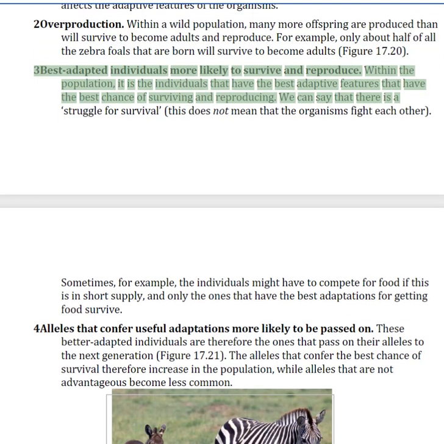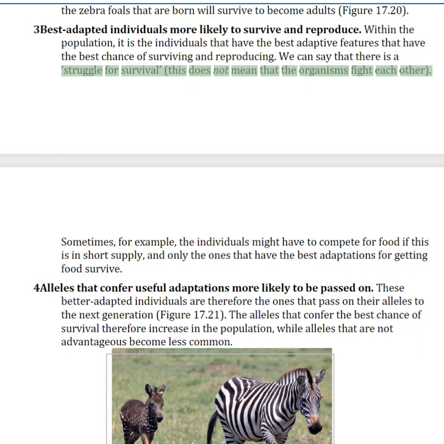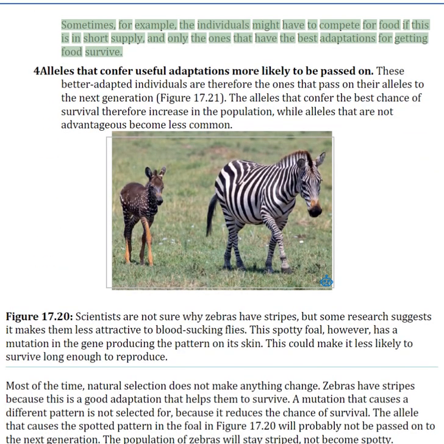3. Best adapted individuals more likely to survive and reproduce. Within the population, it is the individuals that have the best adaptive features that have the best chance of surviving and reproducing. We can say that there is a struggle for survival. Sometimes, for example, the individuals might have to compete for food if this is in short supply, and only the ones that have the best adaptations for getting food survive.